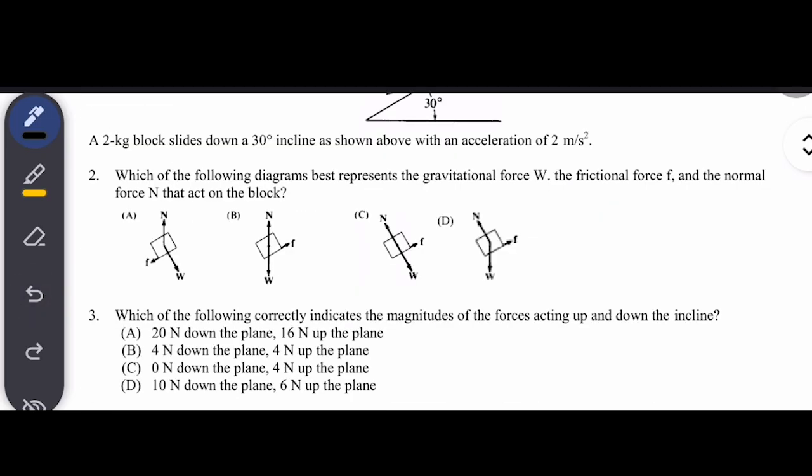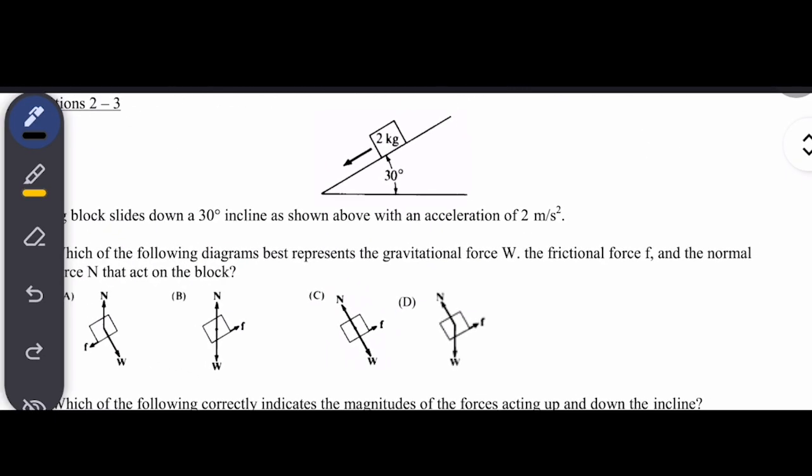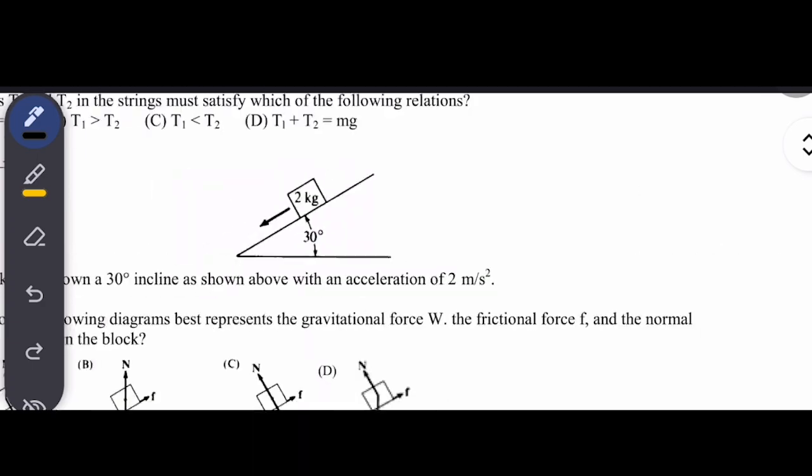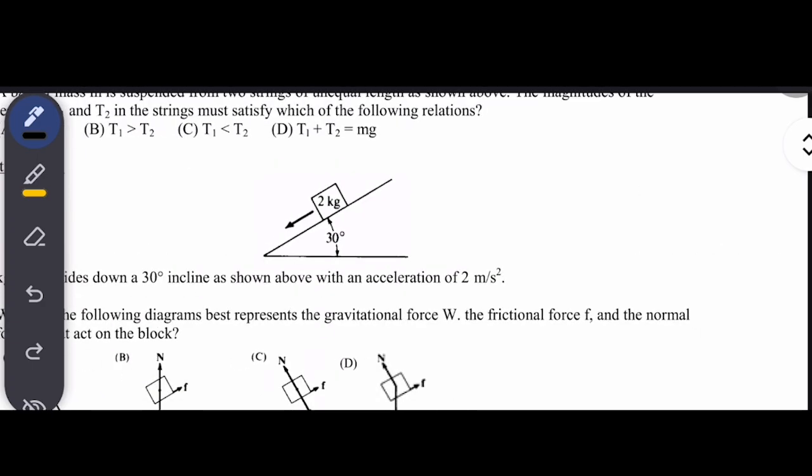And then question 3 says, which of the following correctly indicates the magnitude of the forces acting up and down the incline? So we have to remember, guys, that in a question like this, where we need to find our up and down, we have to choose where we want our axis. So me personally, I would just draw a line down here to have the normal force acting straight up the axis, and then having our surface as the x-axis.